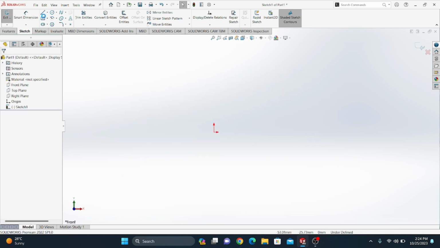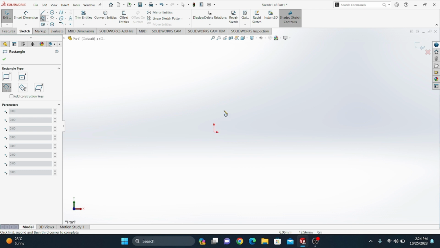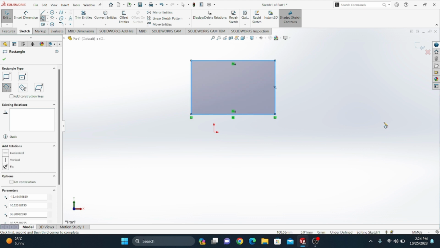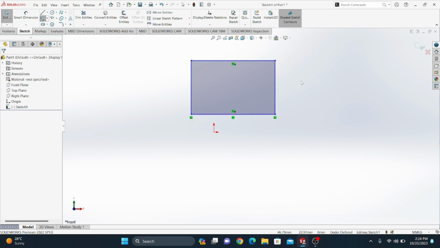Okay, let's move to the other option, which is the 3-point corner rectangle. 3-point corner rectangle means you need to select three corners of a rectangle. For example, the first one is this, the second one is this, and the third one is this, and this is my rectangle. So these are basically the options that you have.